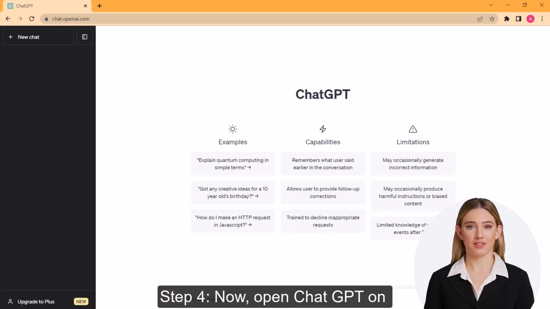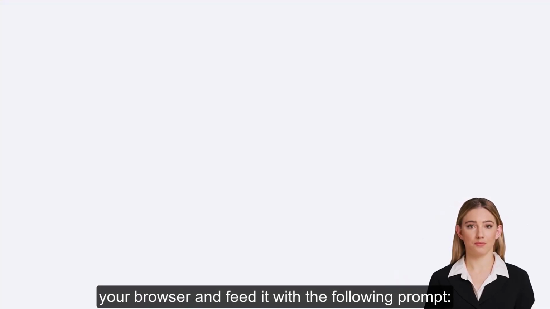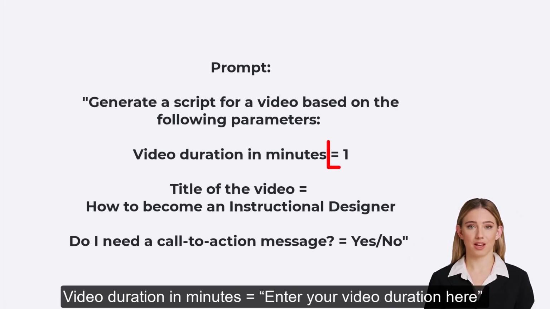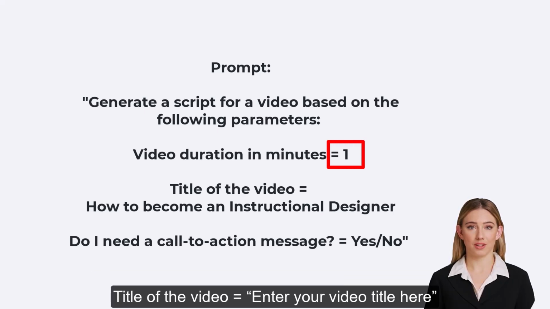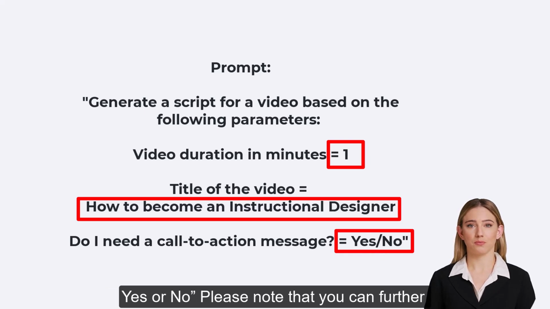Step 4. Now, open ChatGPT on your browser and feed it with the following prompt. Generate a script for a video based on the following parameters. Video duration in minutes equals, enter your video duration here. Title of the video equals, enter your video title here. Do I need a call to action message? Equals, specify yes or no.